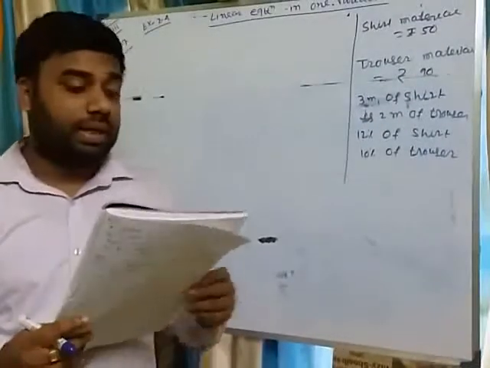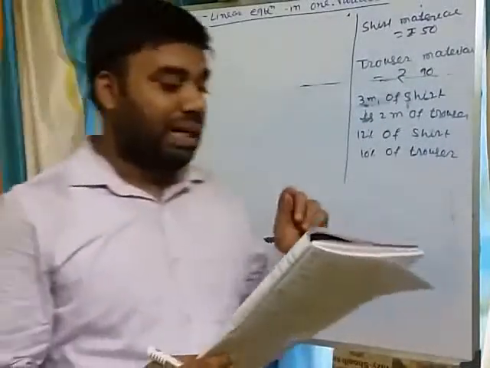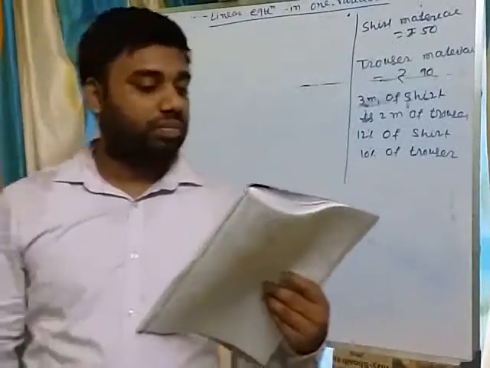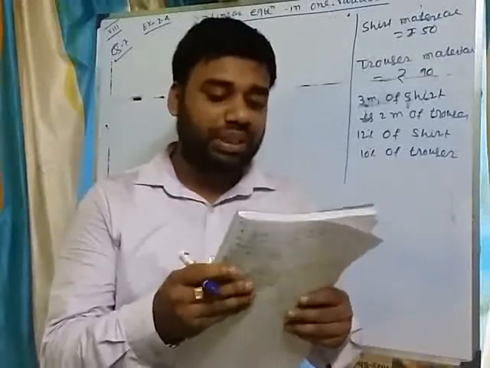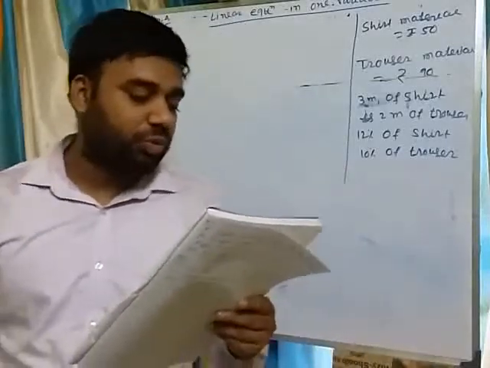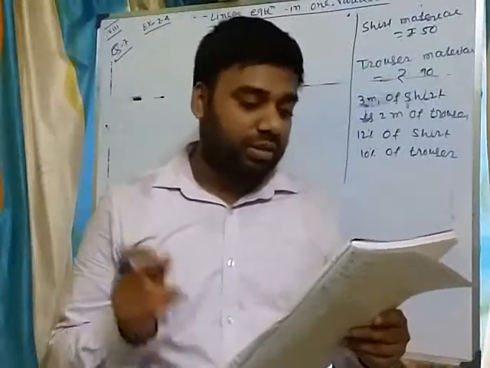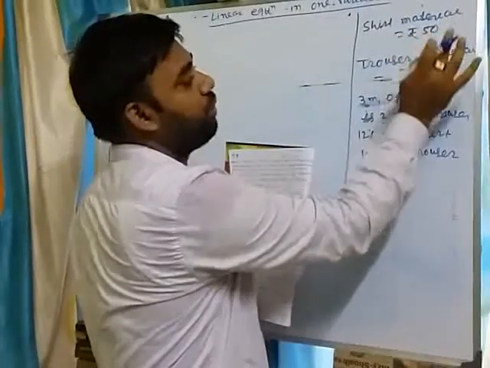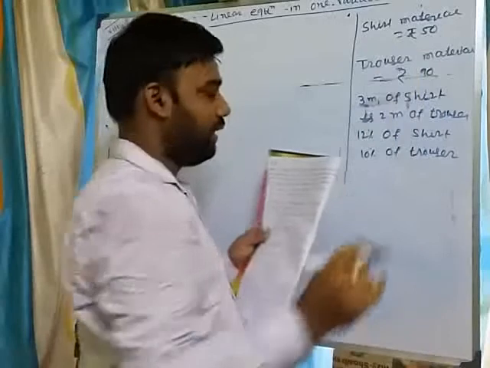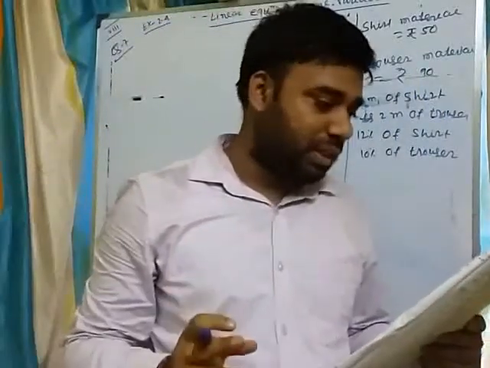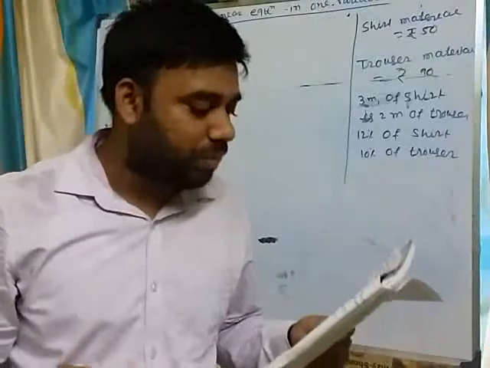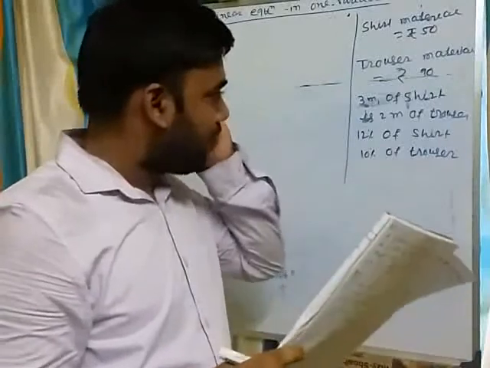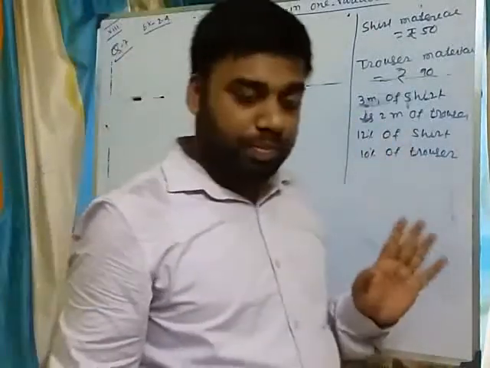Okay. Coming to the next question, question number 7. Hassan buys two kinds of cloth material for school uniform. Shirt material cost him rupees 50 per meter and trouser material cost him rupees 90 per meter. For every 3 meter of shirt material he buys 2 meter of trouser material.